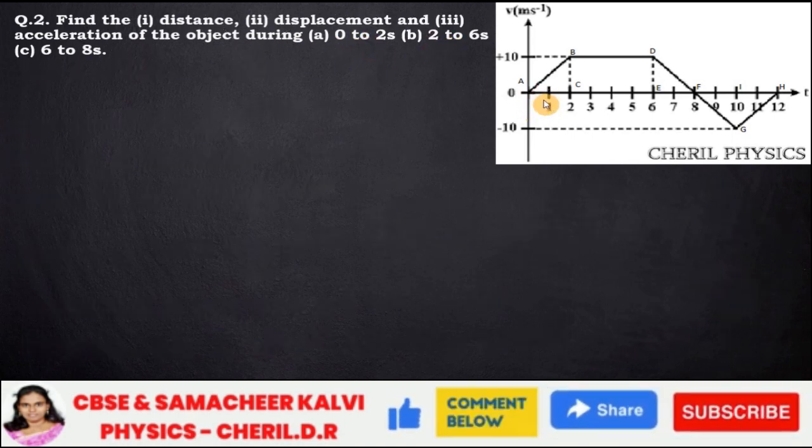So look at the given time period. 0 to 2, 0 to 2 is nothing but OB.